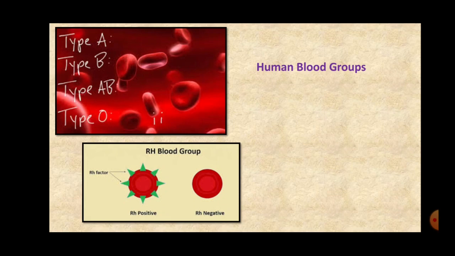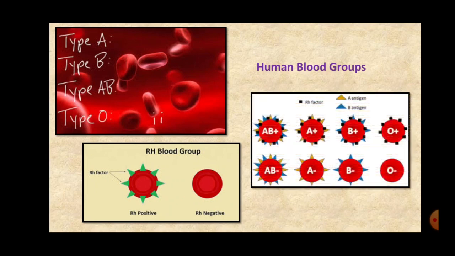This Rh factor was first observed in the blood of a monkey of the species Rhesus. So Rh is the short form of Rhesus. If that factor is present, it is called Rh positive. If that factor is absent, then it is called Rh negative. Thus, on the basis of this Rh factor, there are actually a total of 8 blood groups. Okay, so in total we are having the 8 blood groups.